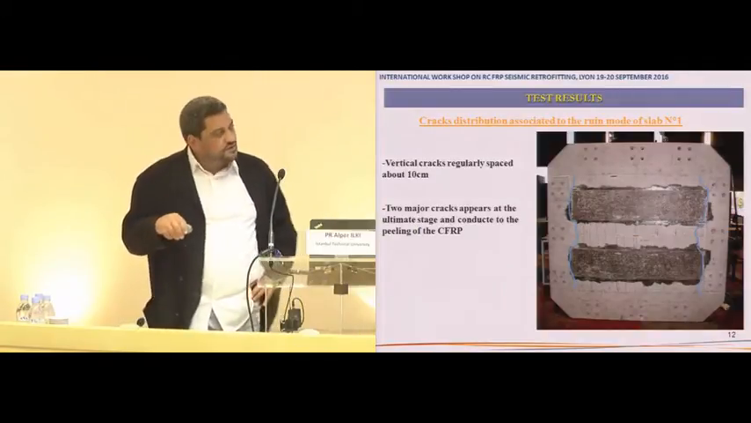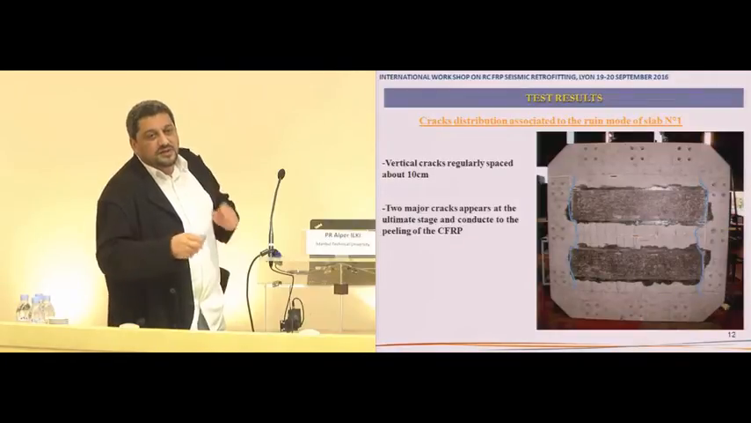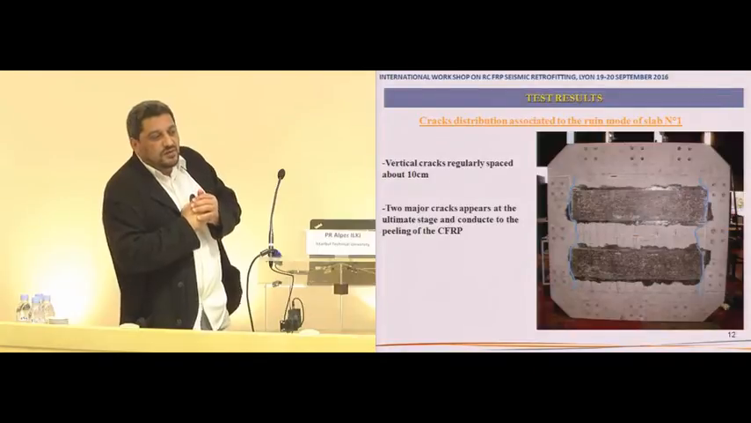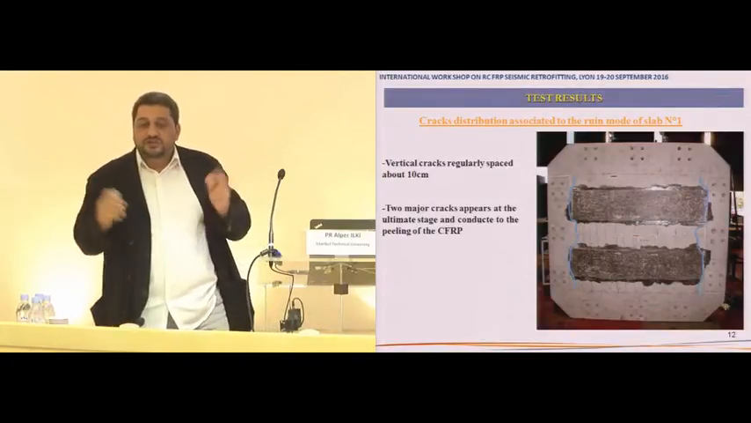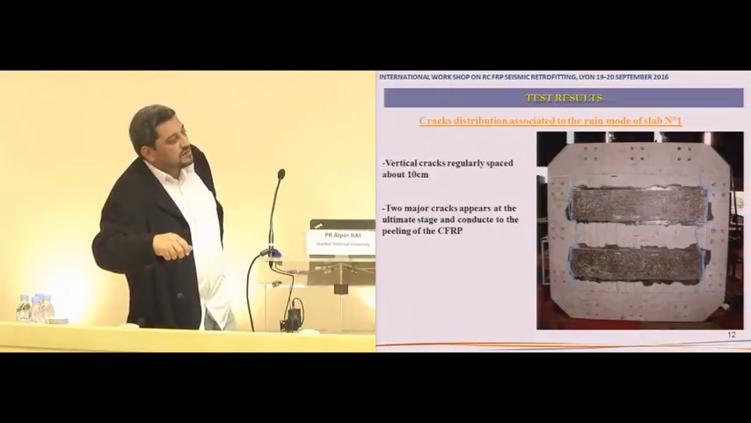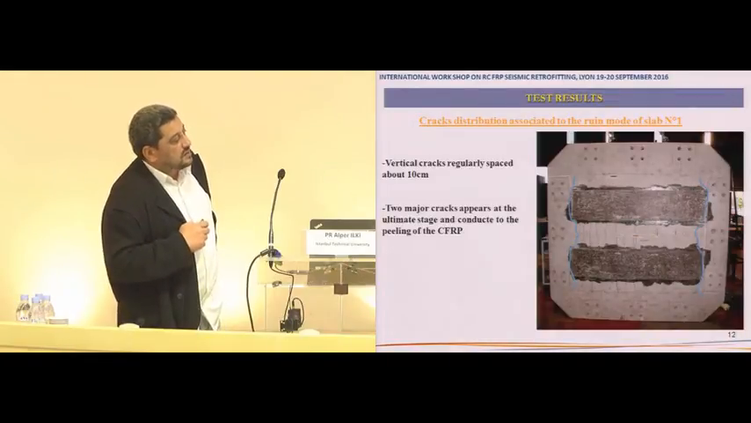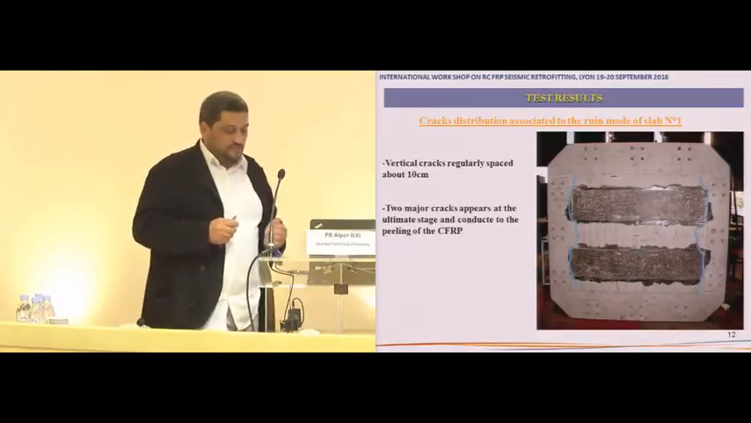Here is a photo of the obtained failure. Of course, during the first cycle we have several cracks. The distance between the cracks is about 100 millimeters, which is in adequation with the rebar's position. And the final major crack is obtained at the extremity of the two layers. When this crack appears, the structure collapses.